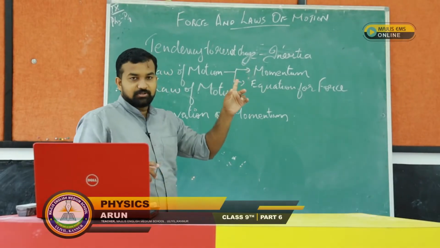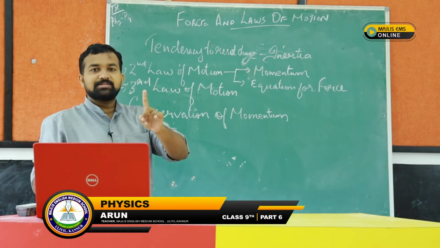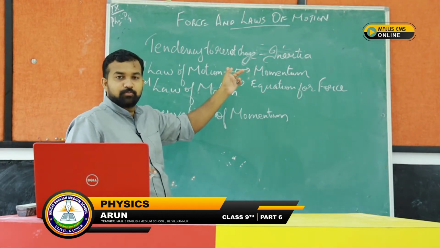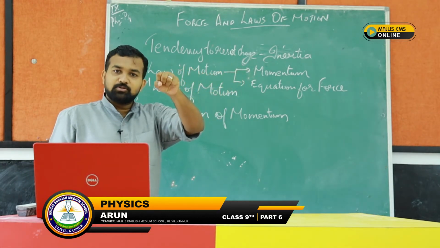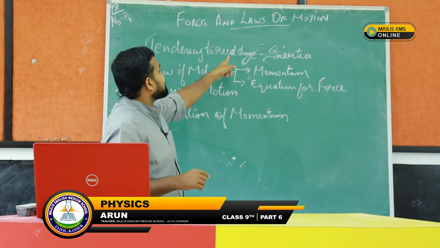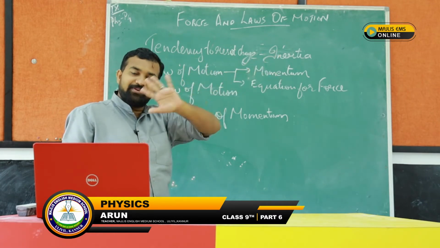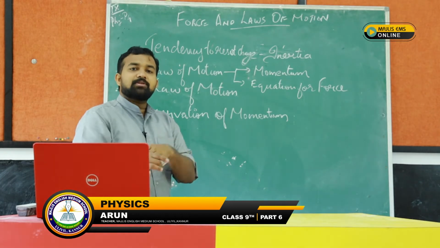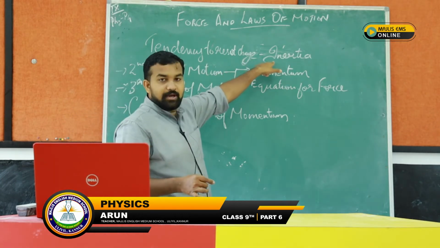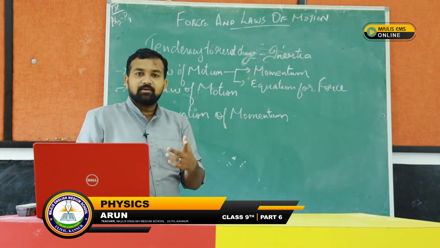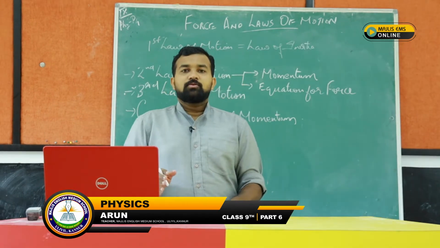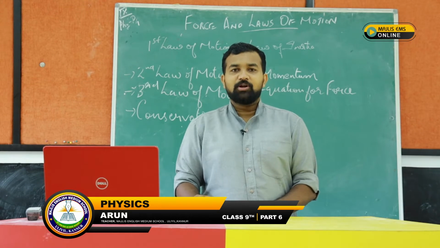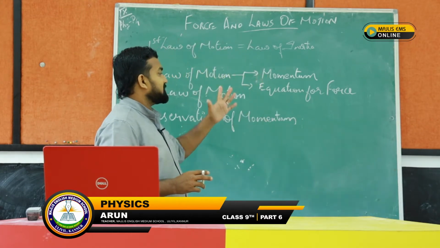This first law of motion is also called the law of inertia, because inertia is related to the first law of motion. That means the tendency to resist change is there for everybody, and if the applying force is more than the tendency, more than the inertia, then only motion will happen. So this first law of motion can also be called the law of inertia.